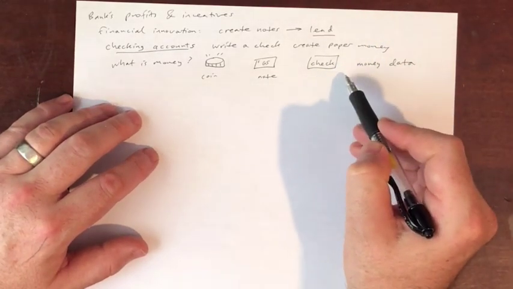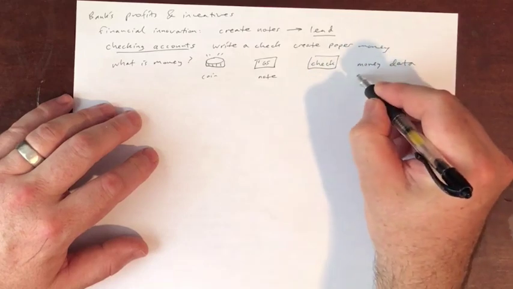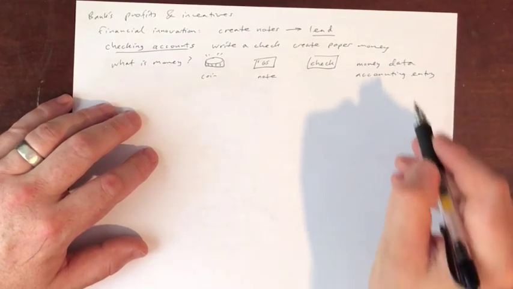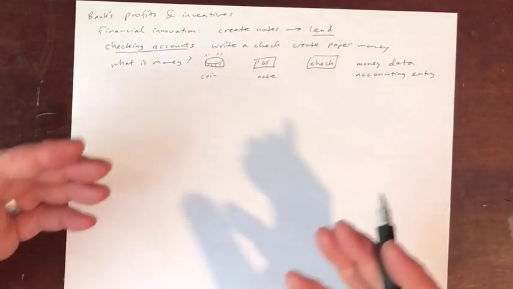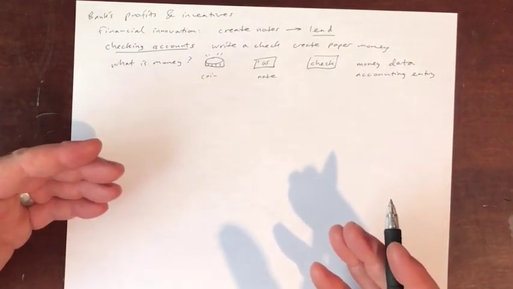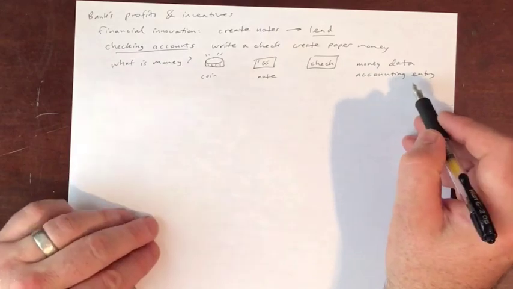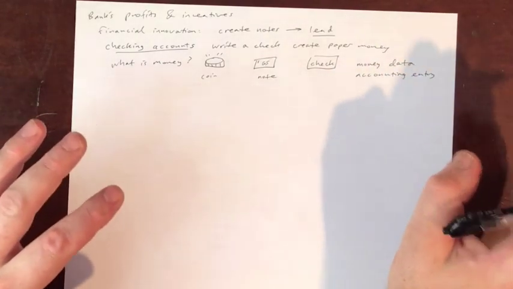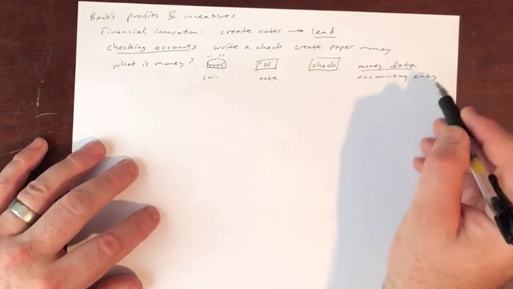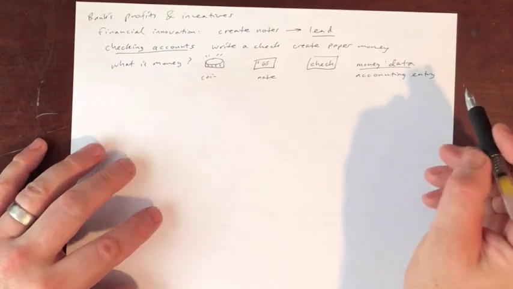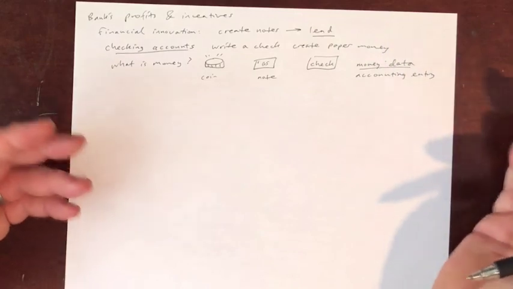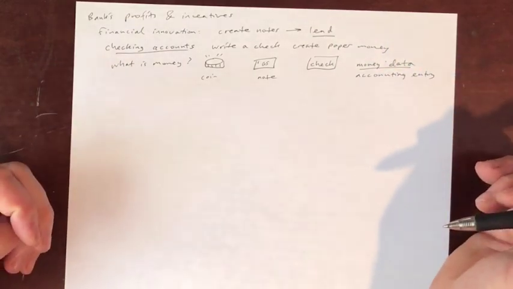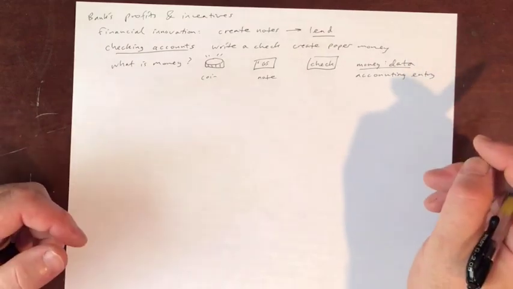Like, what makes the check good is that it's an accounting entry, right? So where is the money? What is the money, right? The money represents that there are numbers associated with your account. That's very, very abstract. We are on the road to money being numbers, money being essentially information, being data. That is a very new thing, okay?